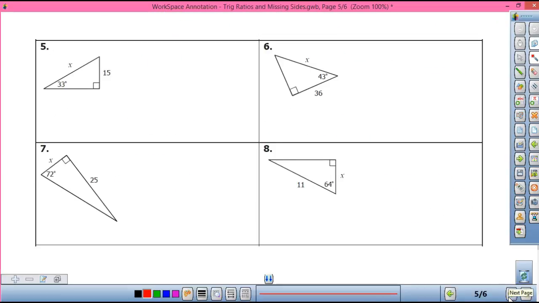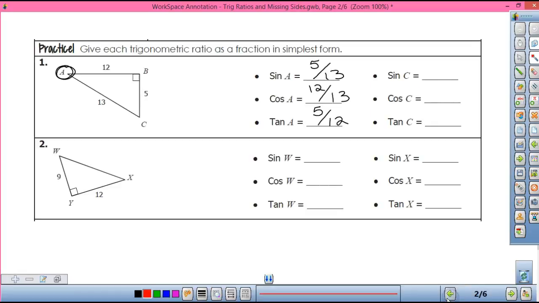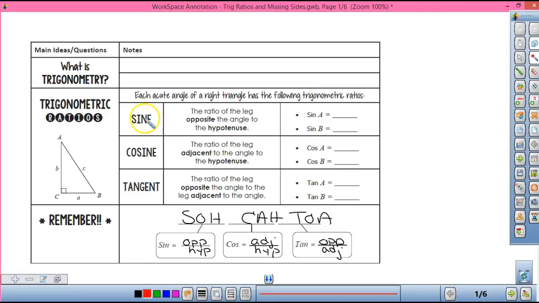All right, so from 33, 15 is opposite, x is the hypotenuse. So opposite and hypotenuse is, what is it called? Sine. Remember, we talked about last week that it is an abbreviation of sine, cosine, and tangent. Okay, there's no such thing as sin in geometry. It's sine. It's sine, cosine, and tangent.